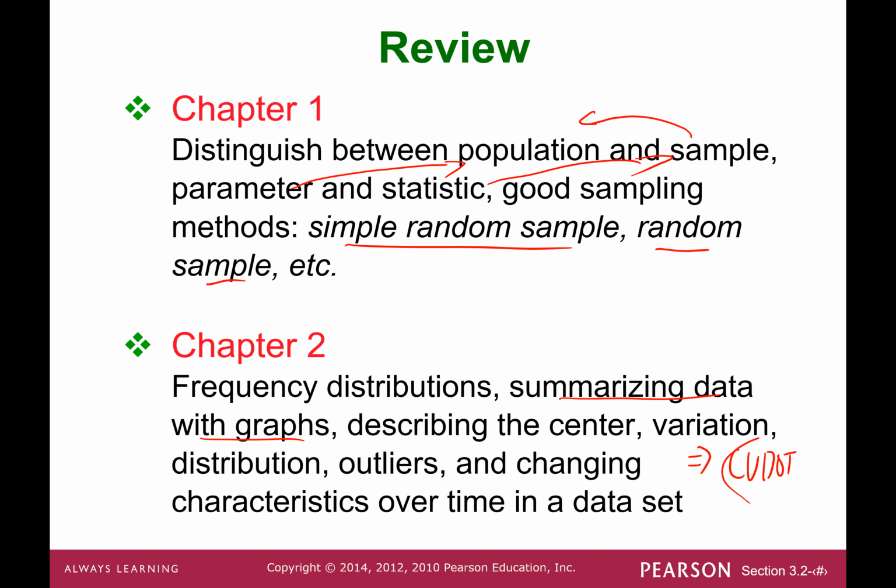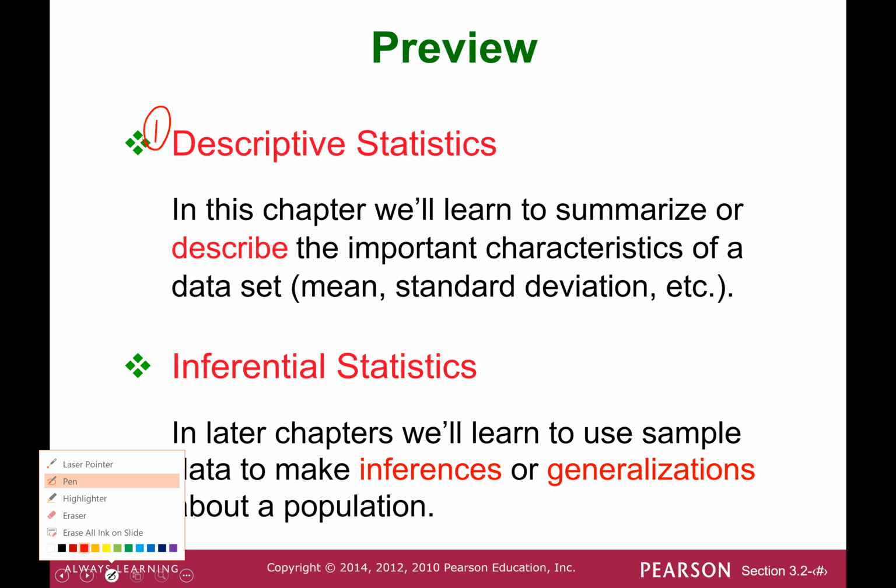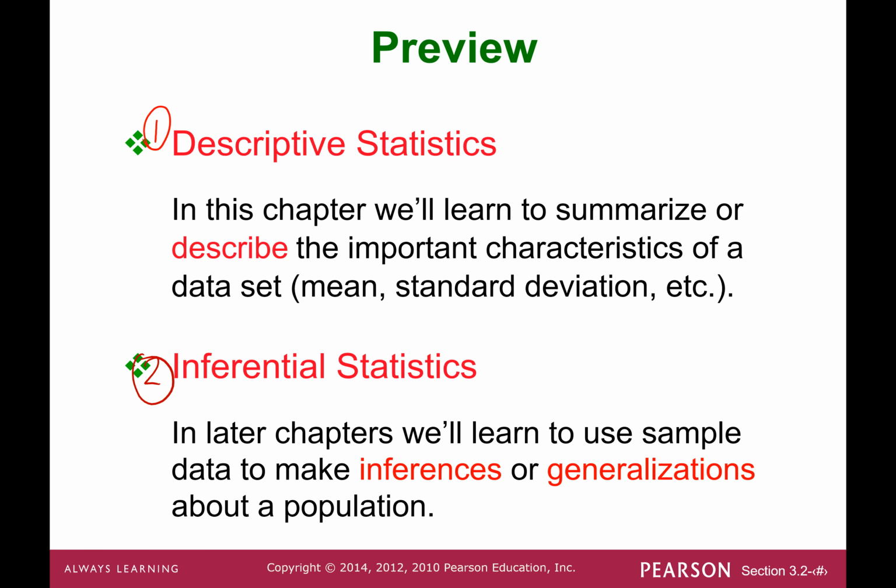Starting on chapter 3, we're going to talk about descriptive statistics. Statistics has 2 major branches. The first branch is descriptive statistics. The other branch is inferential statistics. In chapter 3, we're going to mainly focus on descriptive statistics. We're going to talk about the center, variation. So basically CVDOT: center, variation, distribution, outliers, and time.